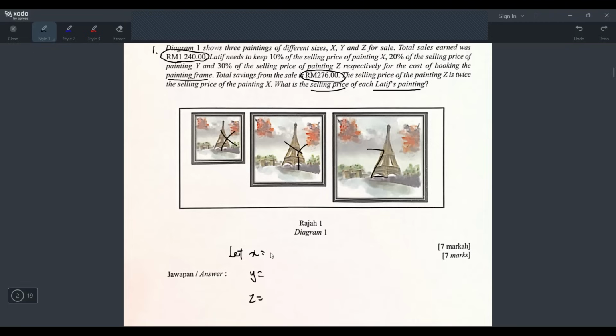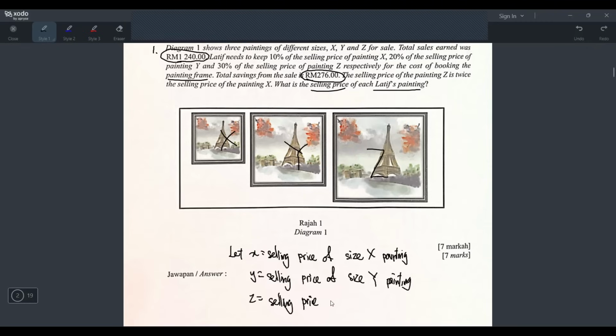Is the selling price. So you have to include that: X equals the selling price of size X painting. We are assuming that size X is the smallest one. Then Y will be the selling price also, but for the size Y painting. Because they all have different size, that's why it's X, Y, Z. The last one is the selling price of size Z painting. It means the biggest painting's selling price is Z.